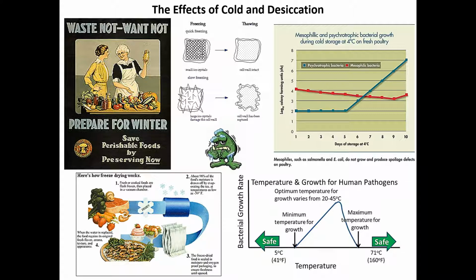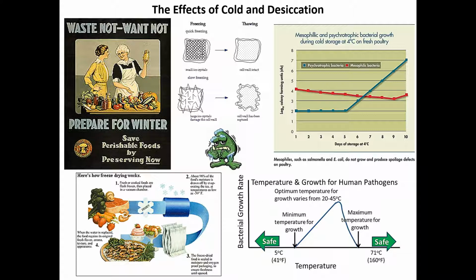All right, but in this case, the cell wall of whatever you're freezing remains intact. With a slower process of freezing, you have larger ice crystals that form. Those ice crystals damage the cells, they kill the cells. So typically products are frozen pretty fast to maintain the integrity of the cells.